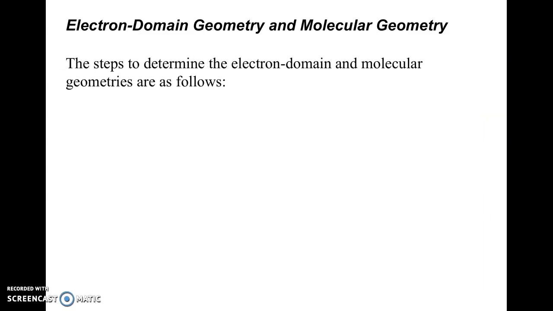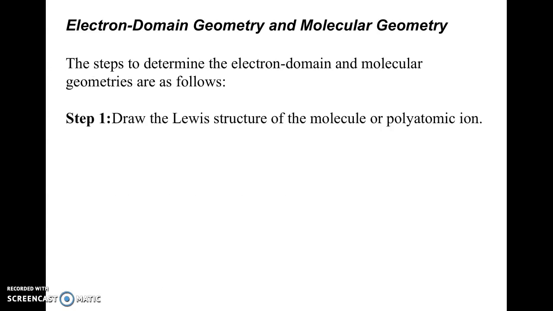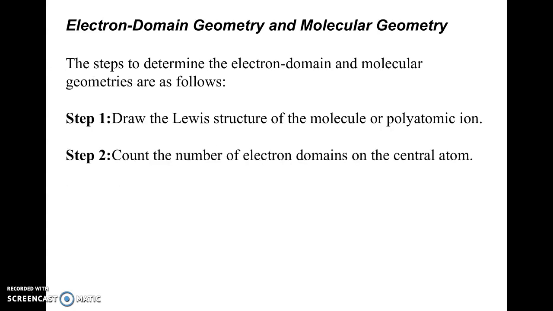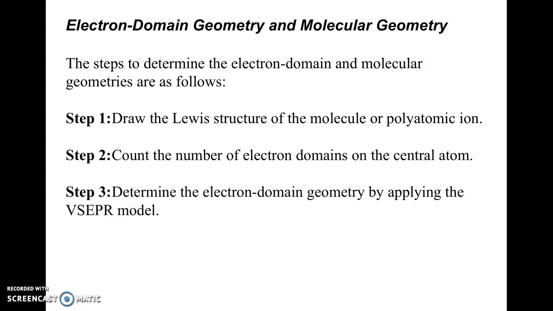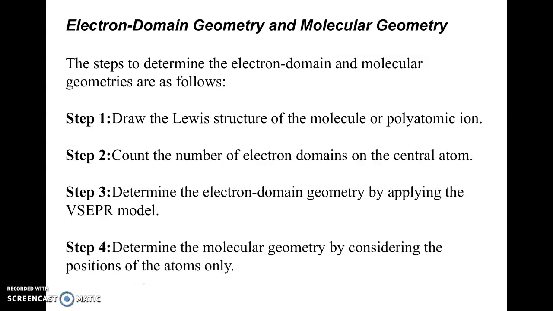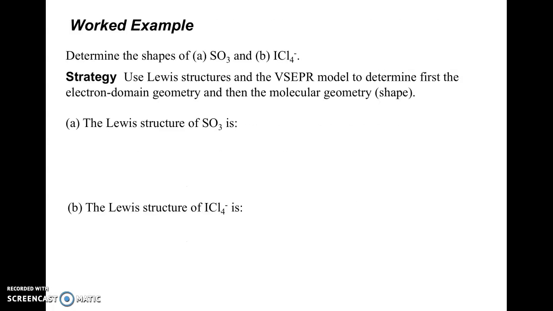All right, moving on. So we're comparing electron domain geometry and molecular geometry, and so here's a series of steps. You draw the Lewis structure, you count the number of electron domains. Here you use VSEPR, and you determine the electron domain geometry, and then you consider what the position of the atoms are, knowing you can't see the electrons, and that gives you your molecular geometry.